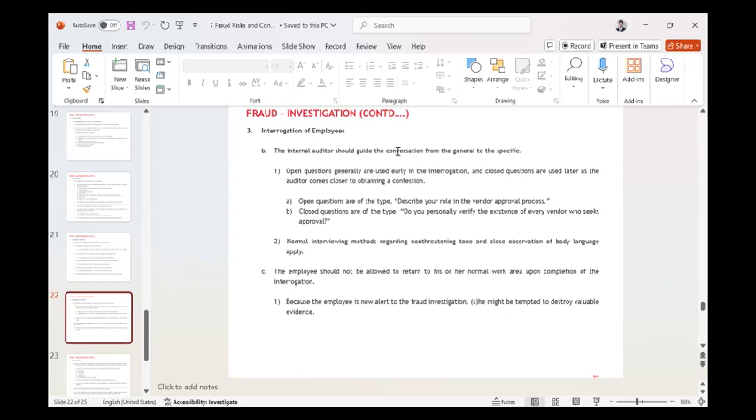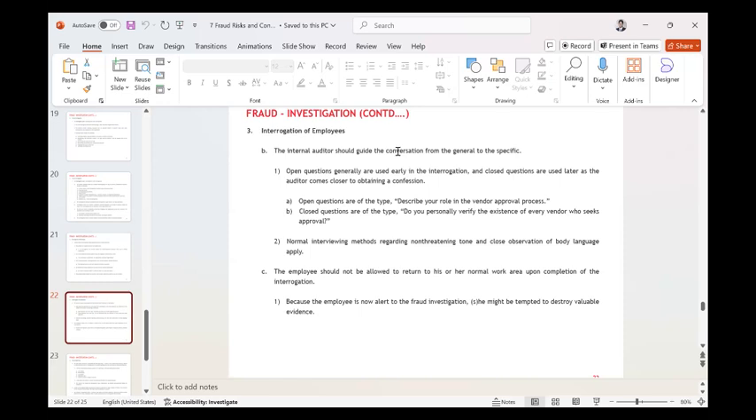There are open questions that you ask, questions like why and how. Those are questions to which answers cannot be given in a yes or no way. So, can you describe your responsibilities? Can you tell me how you carried out your petty cash process? So answers to how you did it, why you did it, what you did. Those are open questions.